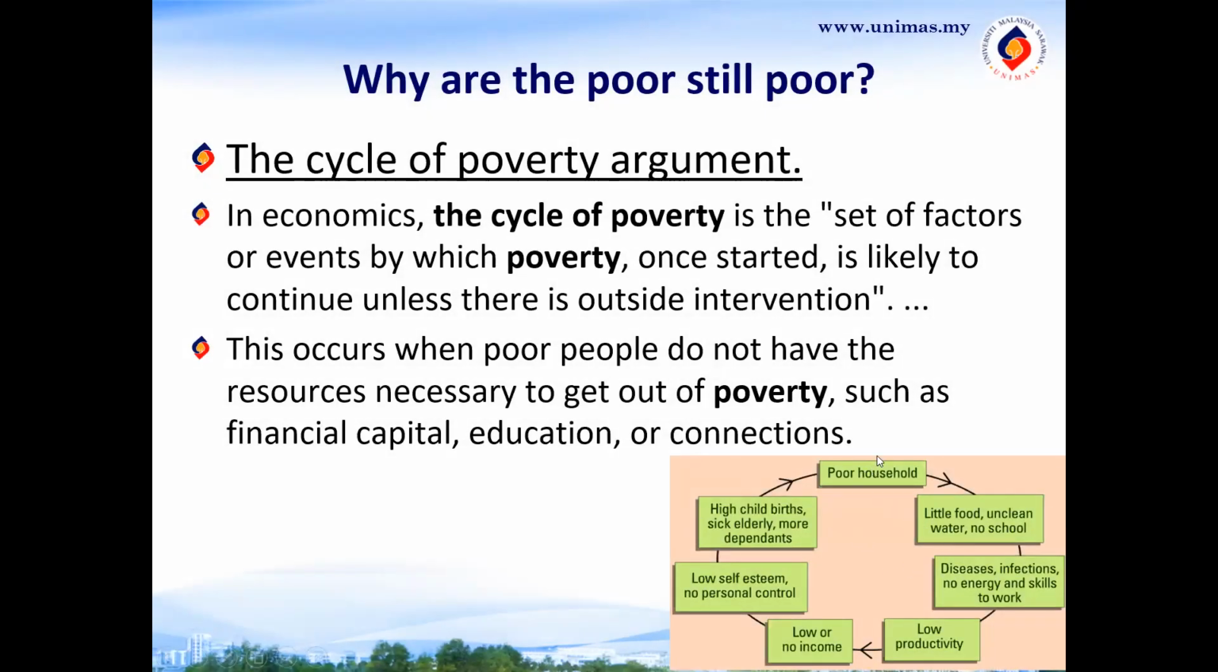So poor households have little food, unclean water, they don't go to school, and also that kind of condition leads to diseases, infections. They don't have access to energy and no jobs. They can work, but only as labourers, for example. So they don't get high paid jobs, and also because of those conditions, their productivity tends to be low and therefore low income, yeah, among these poor people.